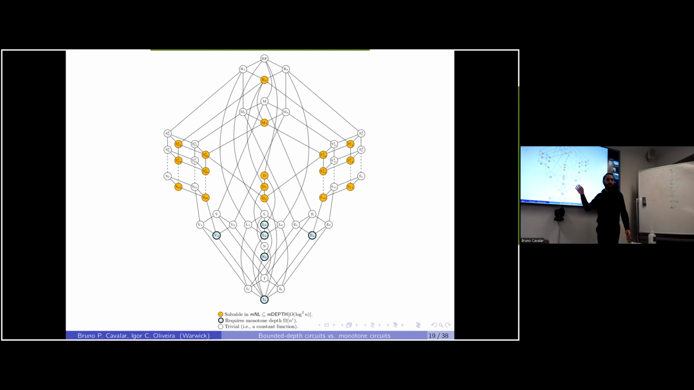And also for monotone depth, we also prove that coupling for monotone depth. So there are some of them that are computed with polynomial size monotone circuits, but they actually require a large depth. And the other ones that are yes.